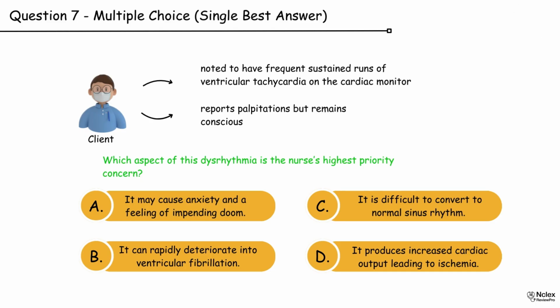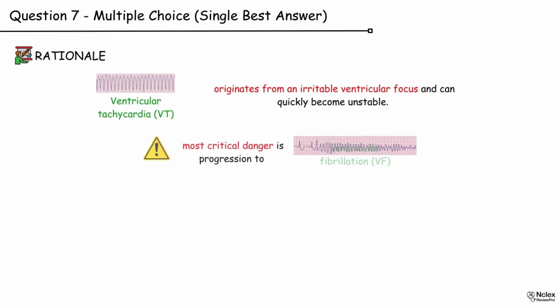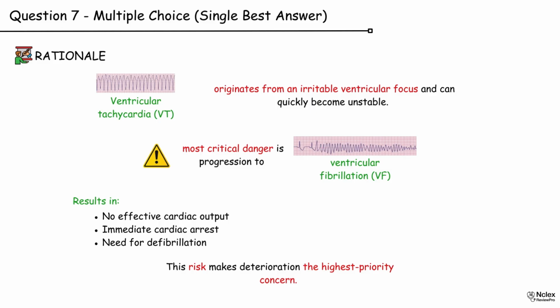The correct answer is option B. It can rapidly deteriorate into ventricular fibrillation. Now, let's reason this out clearly. Ventricular tachycardia originates from an irritable focus in the ventricles. Because the ventricles are beating rapidly and inefficiently, filling time decreases. Cardiac output drops. Even though this patient is currently conscious, sustained ventricular tachycardia is unstable.